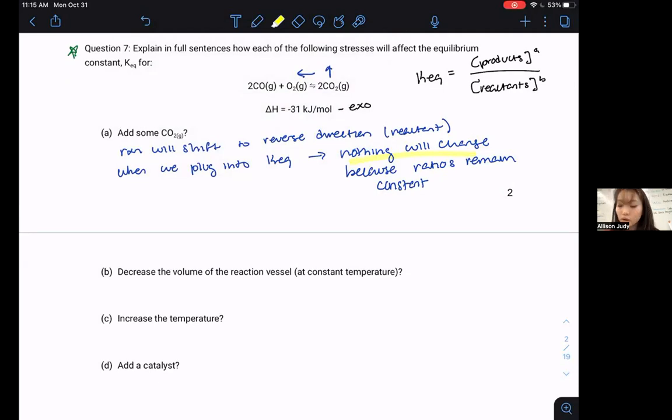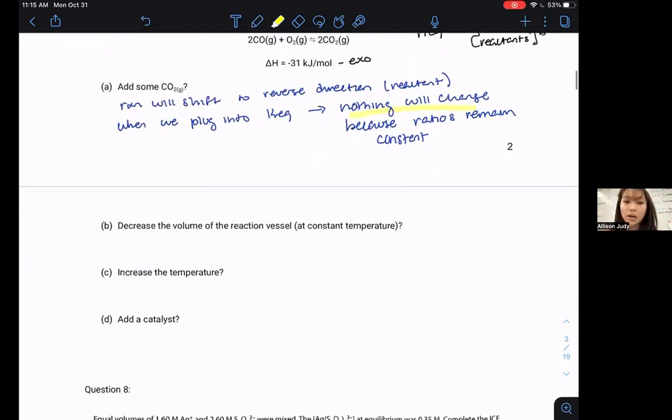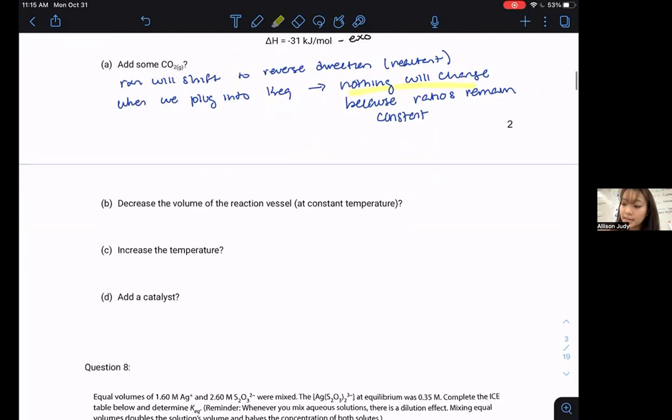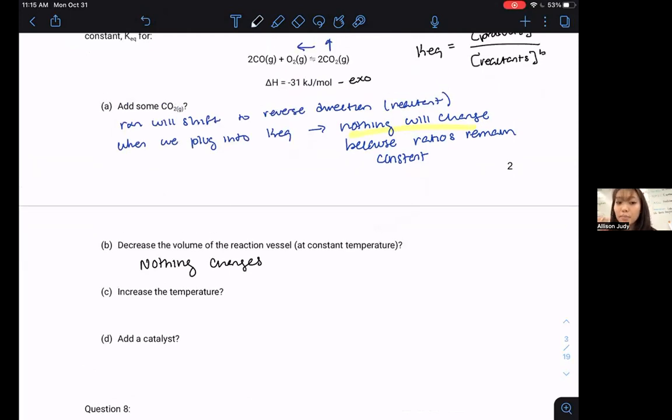Decrease in the volume of the reaction vessel, at constant temp. Again, nothing will change as far as KEQ goes. Because hopefully you guys are catching on and starting to remember something. Only one thing actually can change KEQ. And that is the following thing.